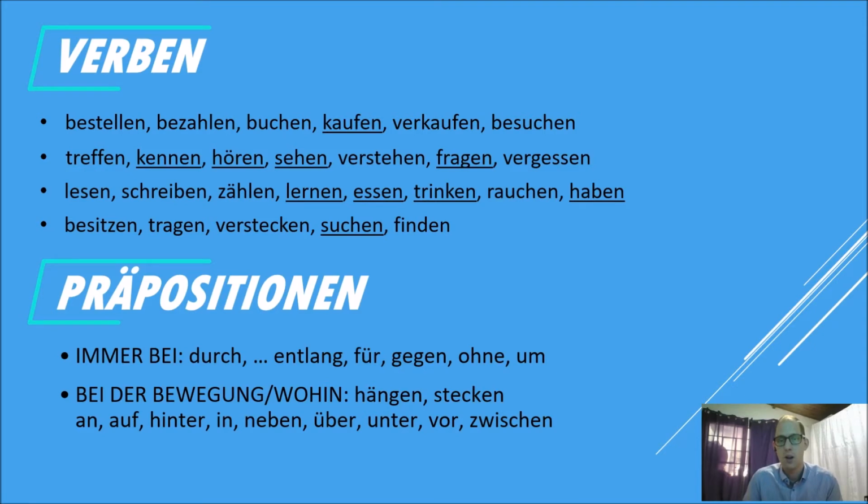Now, I'll give an example. Wo bist du? Where are you? Ich bin im Haus. So when we ask where are you, then normally we use the dative, the other case. But we use the accusative when we ask, where are you going to? I'm going to my house.